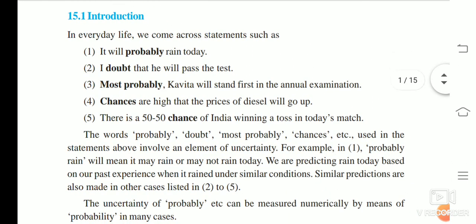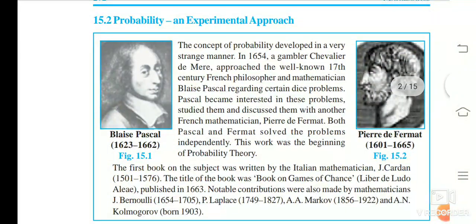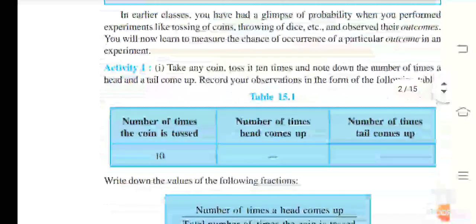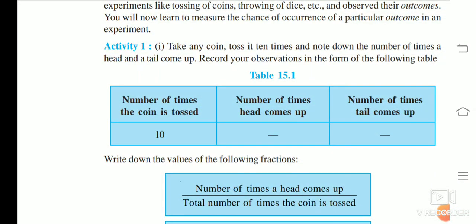Okay, so for that, how to write the chances mathematically is given in our chapter. Probability was given by Pascal and Fermat. Now you have Activity 1: take any coin, toss it 10 times and note down the number of times a head and a tail comes up. Record your observation in the form of the following table.